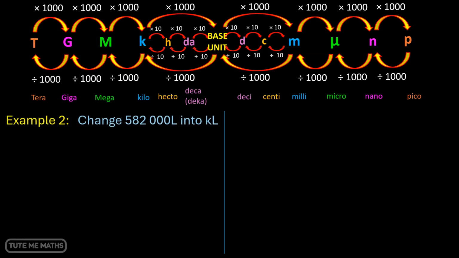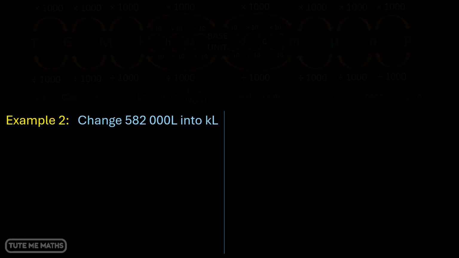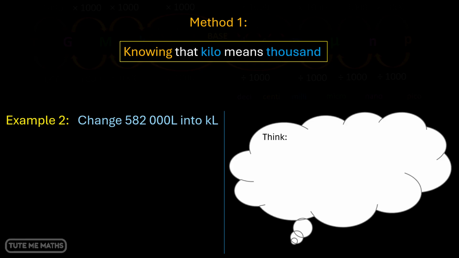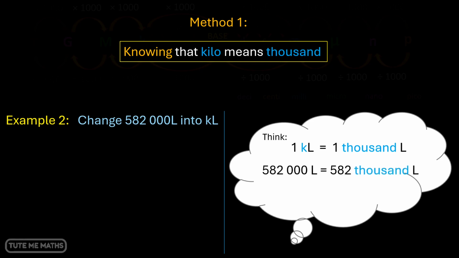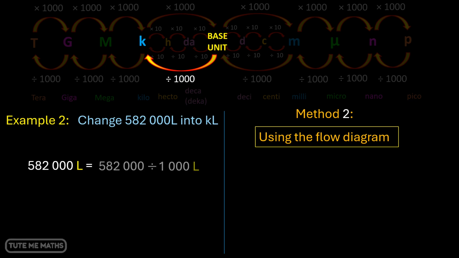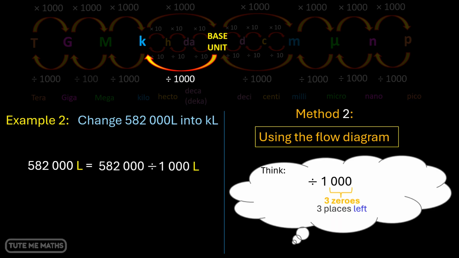Our conversion in example 2 is going in the opposite direction. We want to change 582,000 litres into kilolitres. Let's do this the short way first, knowing that kilo means 1000. If you listen carefully, we have 582,000 litres. The answer is right there, 582 kilolitres. Failing that, we could look at the flow diagram and see that to change from litres to kilolitres, we need to divide by 1000. 1000 has 3 zeros, but we are dividing, so we move 3 decimal places to the left.